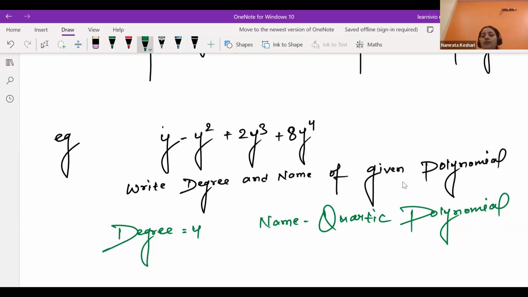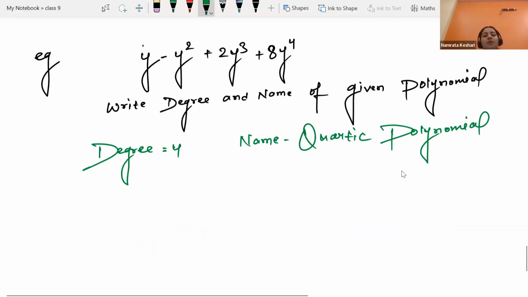So I said the question will be like this, which I have written with black color marker. Write the degree and the name. And this is how we will be writing the degree and the name of the given polynomial. Okay.